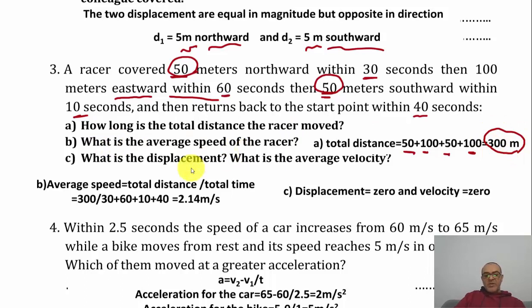What is the average speed? We can do total distance over the total time here. Total distance 300, total time we collected the time, it's 140 seconds, so the average speed is about 2.14 meters per second. Displacement is 0 because it returned back to the same position, and velocity equals 0 also because V equals D over T, and displacement is 0 over any amount equals 0.